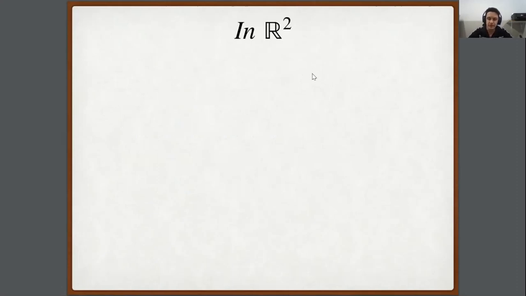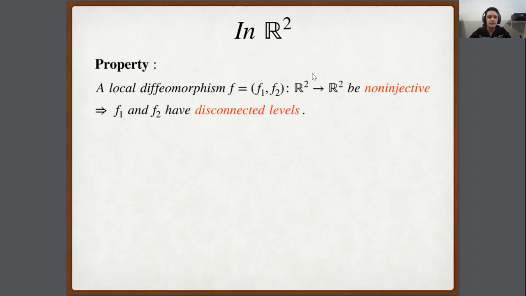about some conditions that in R2 work very well, in the sense of additional conditions for a local diffeomorphism to be globally injective. I start with a very basic property: a local diffeomorphism from R2 to R2 being non-injective implies that both F1 and F2 have disconnected levels.